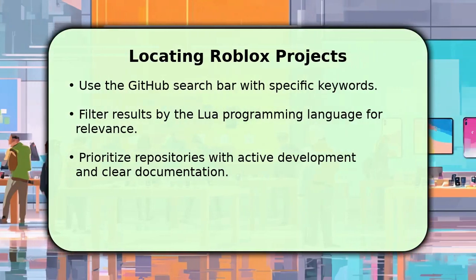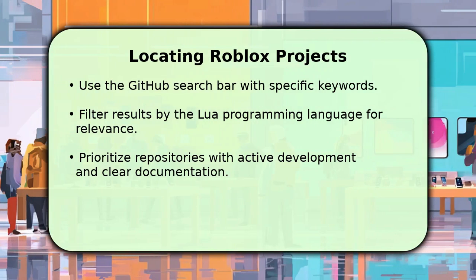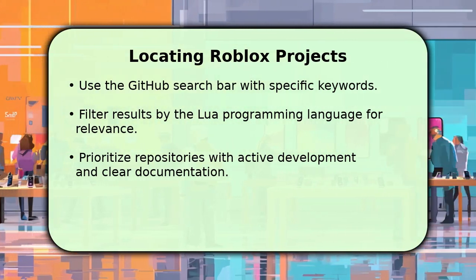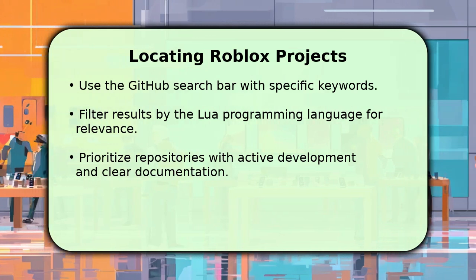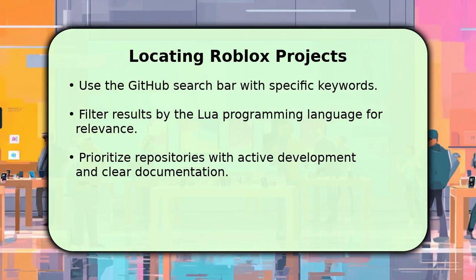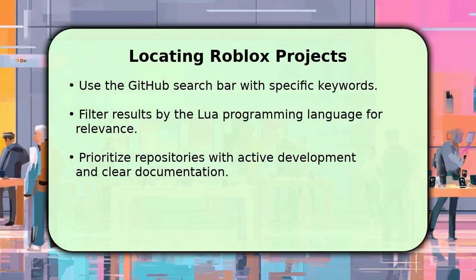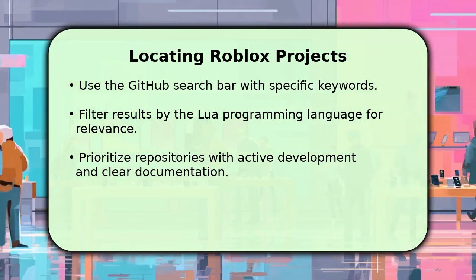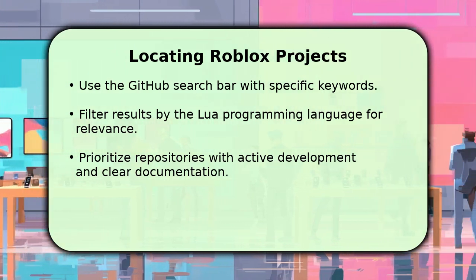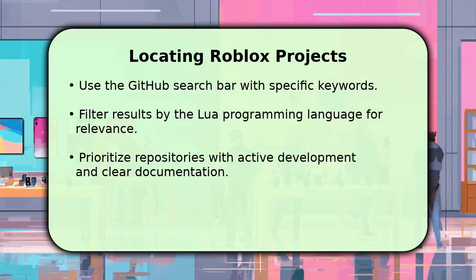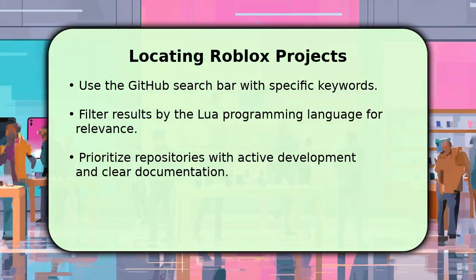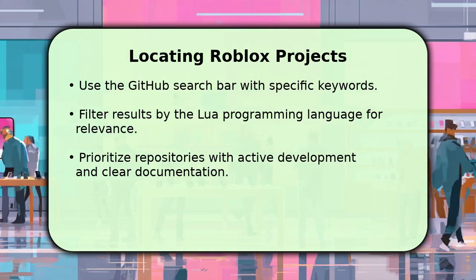Next, utilize the search bar at the top of the GitHub interface. Enter keywords like Roblox Lua scripts, Roblox game templates, or Roblox tools to find relevant repositories. You can filter results by programming language, often Lua for Roblox development, to narrow your search. Look for repositories with active development and clear documentation to ensure they are well-maintained and useful for your projects. This step helps you discover valuable community-contributed resources.